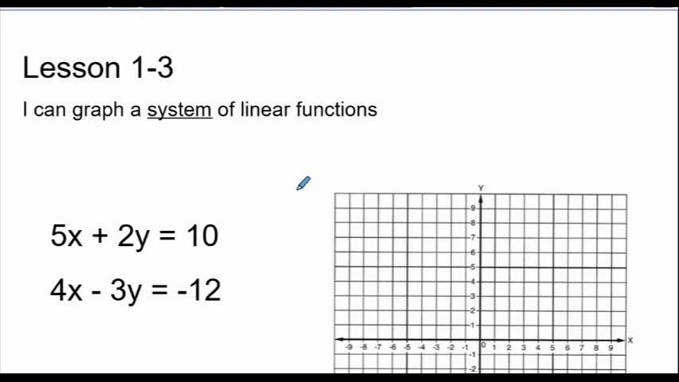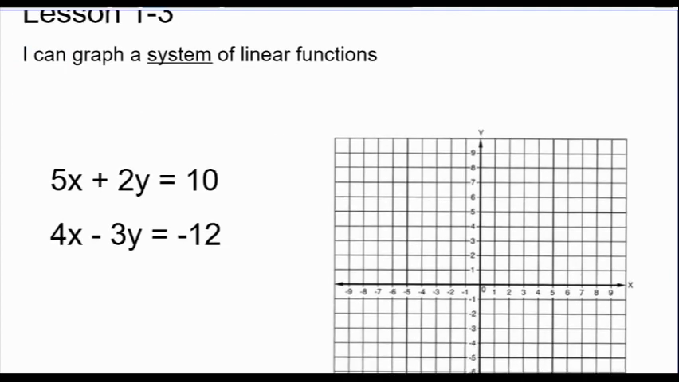In lesson one, we looked at graphing linear functions that are in standard or general form. And then in lesson two, we looked at graphing functions written in slope-intercept form. In today's lesson, we're going to look at a system of functions. And basically all that means is that we have multiple graphs or multiple lines all on one grid.